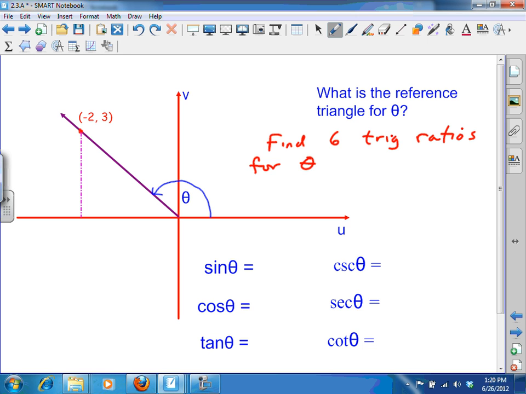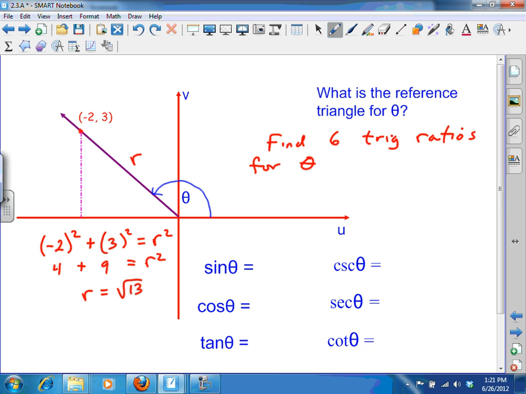Okay, well, I need to know u, v, and r, and I know u and v, they're -2 and 3. And I can always find r by using the Pythagorean theorem. If you know any two of these things, you can always find the third. So let's see, r squared would be 4 plus 9, so r is going to equal the square root of 13. Okay, now I know u, v, and r.